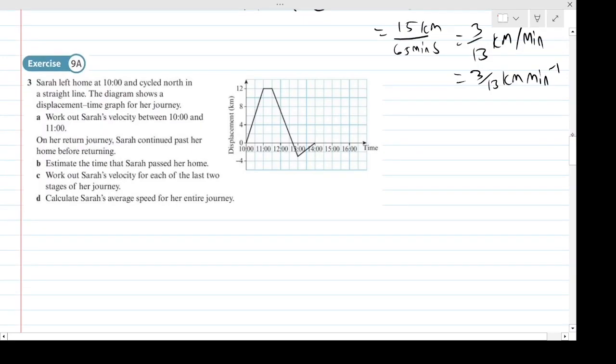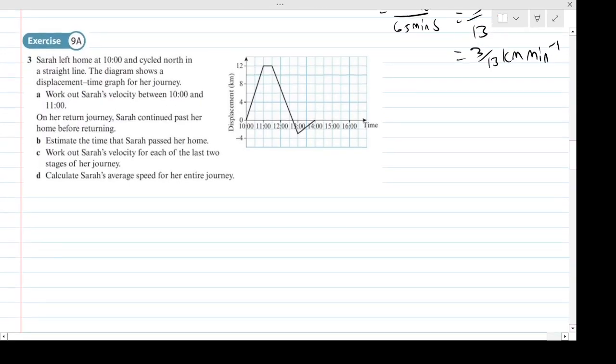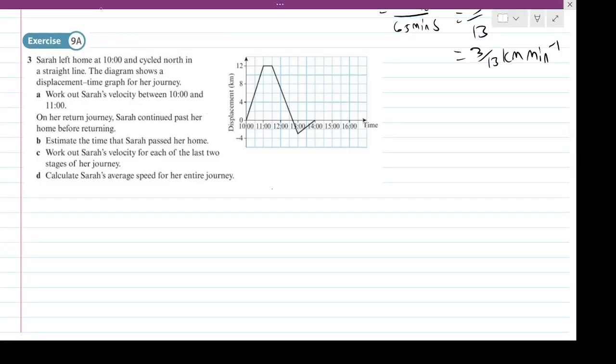Okay, so we're going to look at some exercise questions then. Here we are told Sarah leaves home at 10 o'clock and cycled north in a straight line. The diagram shows a displacement time graph, so it's her journey. Then in part A, work out Sarah's velocity between 10 and 11 o'clock. Well, 11 o'clock is here, 10 o'clock is there.